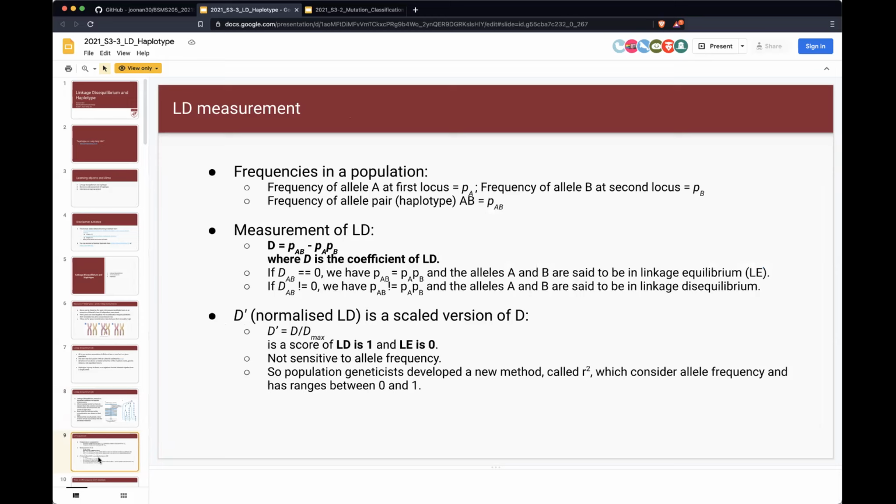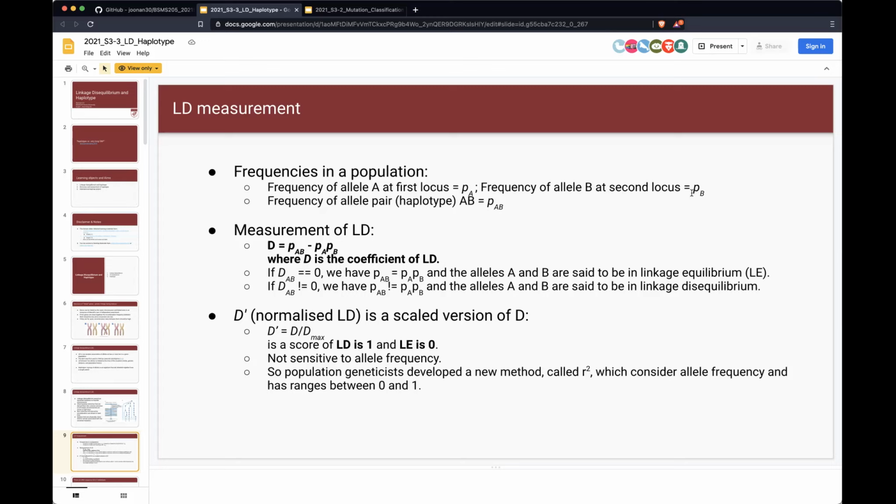Okay, so if you want to measure this LD block and how frequently they are happening in our population, then you can use the frequency of an allele in a population, right? So you can look at the two alleles' frequencies at the two loci. First, the allele A at the first locus, which you can imagine is located on the left side, and the frequency of the allele B at the second locus, which is on the right side, right?